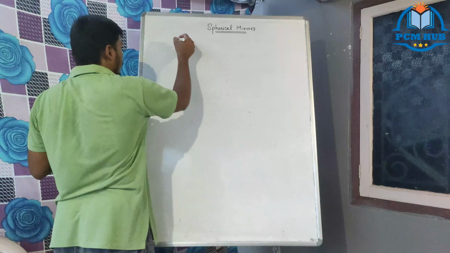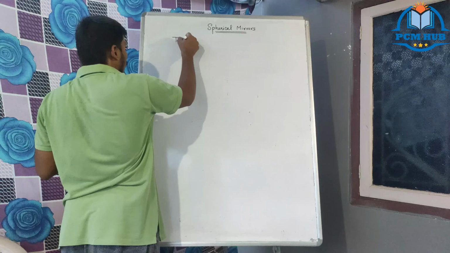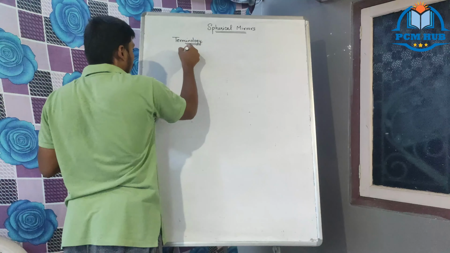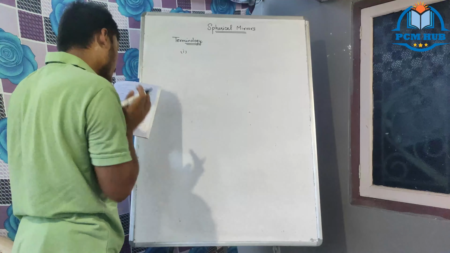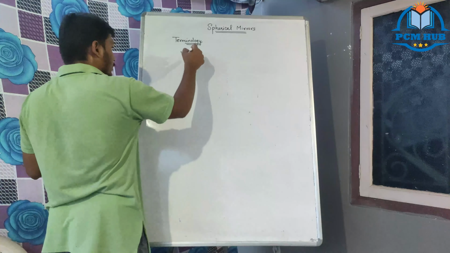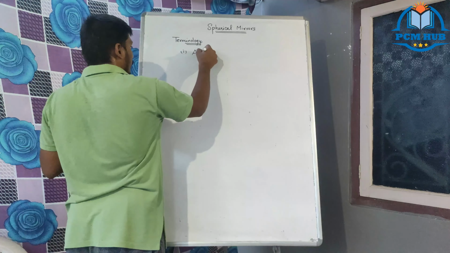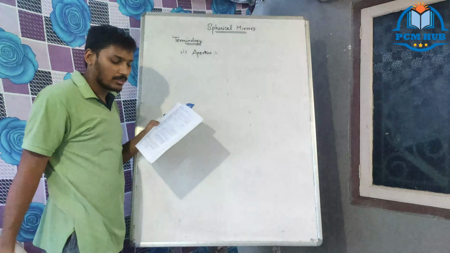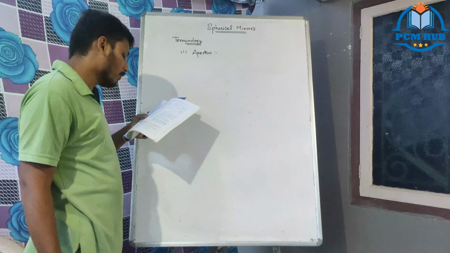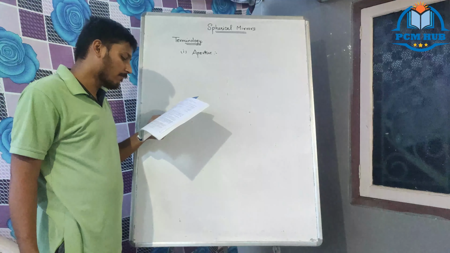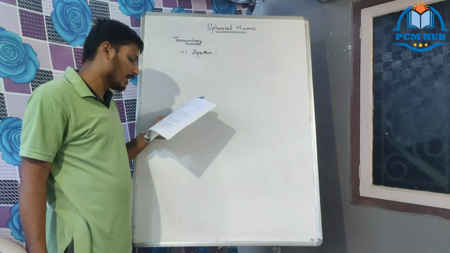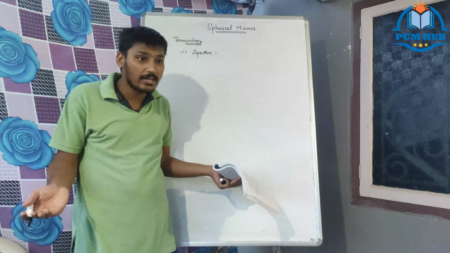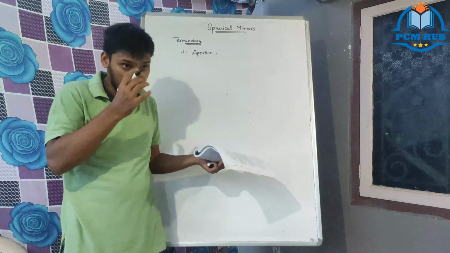Our heading is terminology. In the terminology, the first thing which comes is aperture. What is this aperture? The aperture is the effective width of the spherical mirror from which reflection of light can take place. That means all the available reflecting area is called aperture.